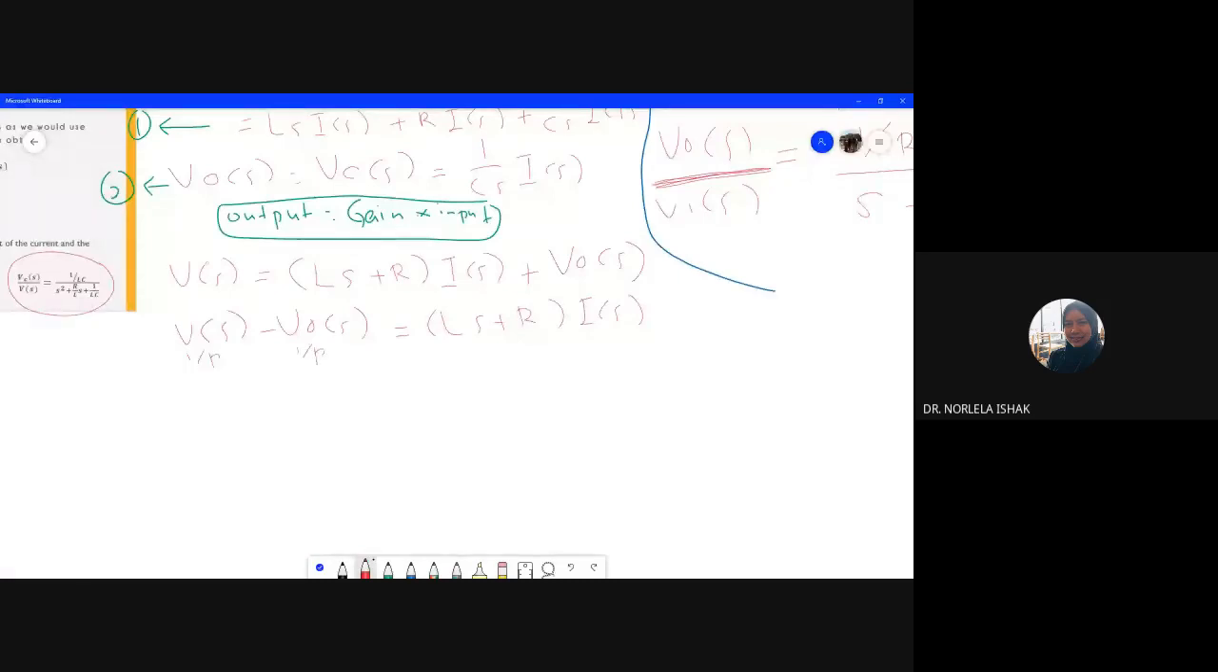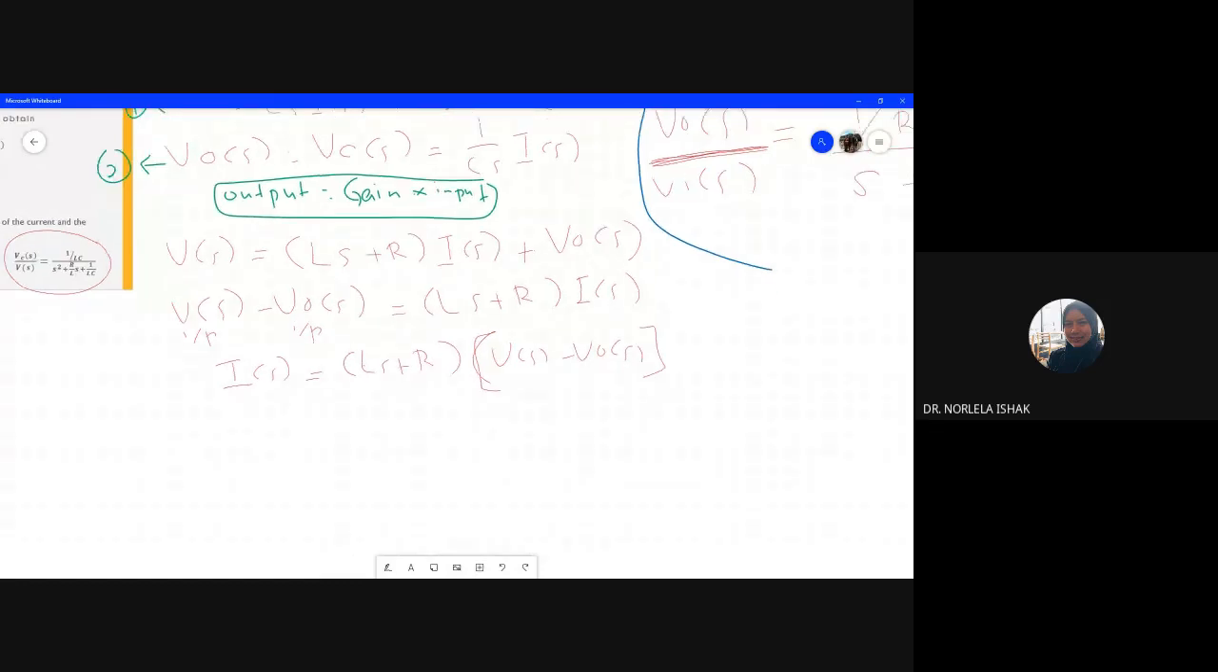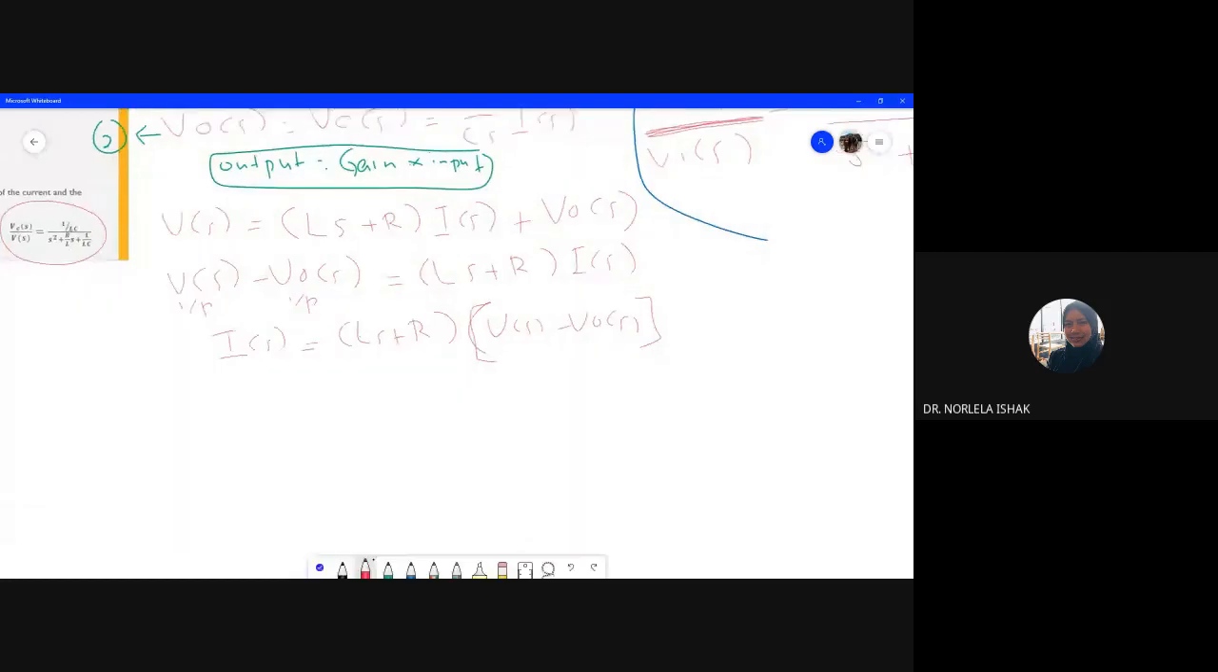Okay, voltage and voltage. So from this equation, we have to rearrange to make output equal to (LS plus R) as our gain, multiplied with VS minus V naught S. Okay guys, can you follow? So from there, you draw the block diagram. How to draw the block diagram? With the minus here, meaning we have two inputs, so we have a summing point.